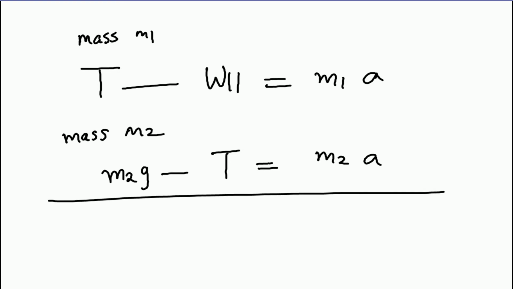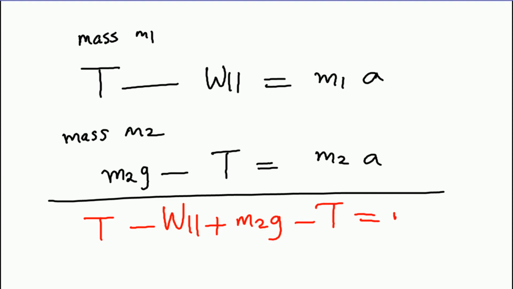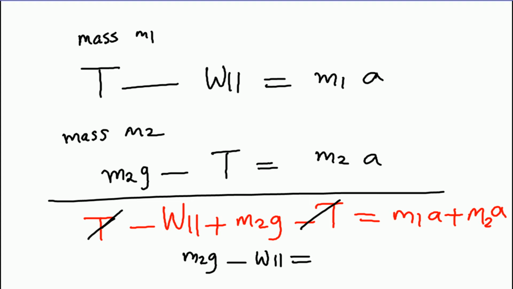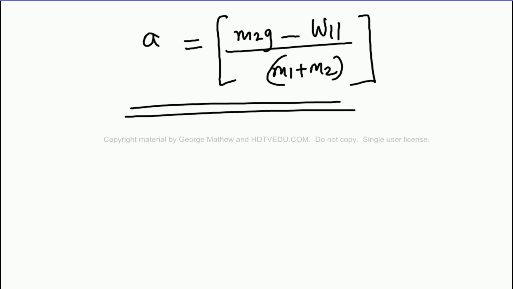Now you add, and what do we get? T minus W parallel plus M2G minus T equals M1A plus M2A. So we can get rid of tension. M2G minus W parallel equals A times M1 plus M2. So that gives us A equals M2G minus W parallel divided by M1 plus M2.